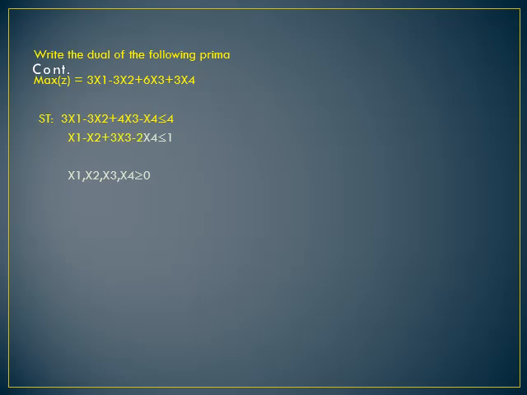The constants P1 up to Pm, which are on the right side of the constraints, are the resources in the constraints of the primal. They appear in the objective function in the dual as what? As the coefficients of the decision variable.